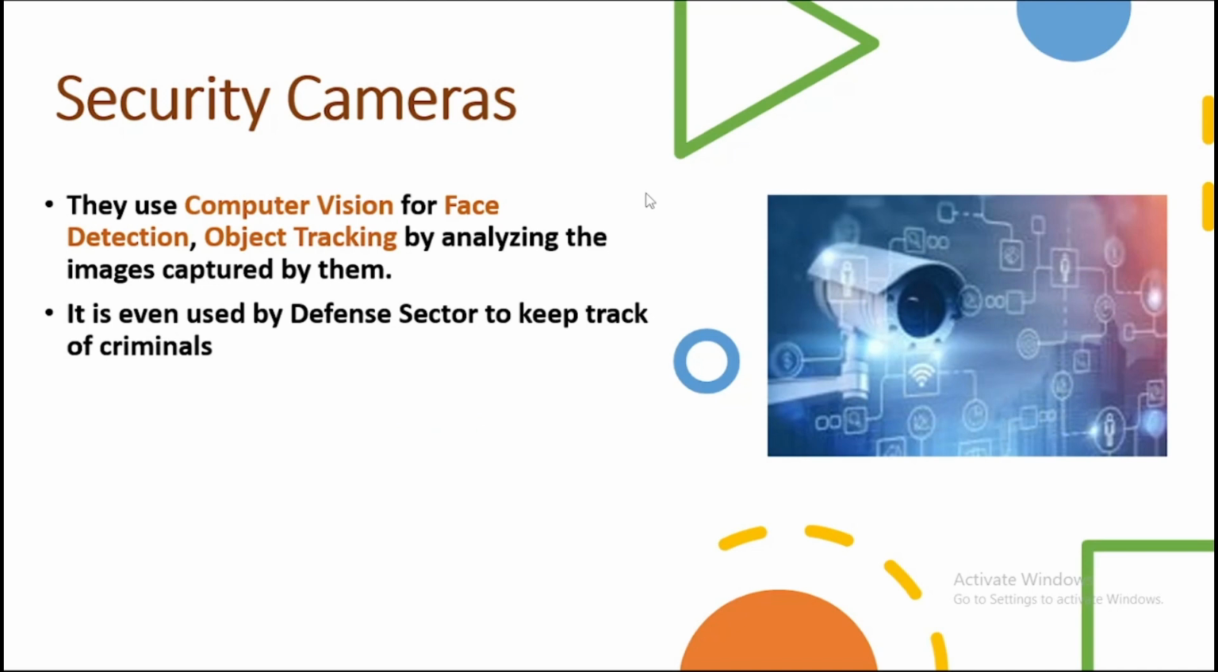Now let us understand about security cameras, because we are going to create a smart security camera today and it's going to be very good. So basically they use computer vision for face detection and also object tracking. So in this first part we are going to implement face detection, and in my next video we are going to implement object tracking. It is also used by the defense sector to keep track of criminals. So basically what they do is they have object tracking and also face detection, and they use face recognition to see who is in the videos and also keep track of where they are going.